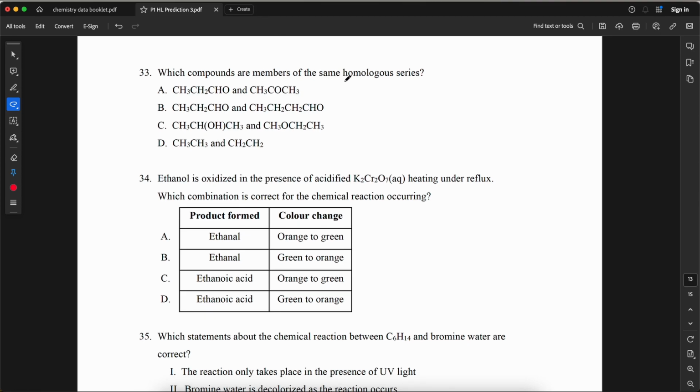Which compounds are members of the same homologous series? This one is an aldehyde, because CHO. This one has O in the middle, so CH3COCH3 is a ketone. This one is an aldehyde, this one an aldehyde. So maybe this is the answer, because it has the same group, aldehyde, aldehyde. This one is definitely an alcohol, because there is OH. And this one is an ether. This one I'm not really sure. Let's do CH3, C double bond O, CH3, yes, ketone. For D, this is an alkane and this is an alkene. So the answer is definitely B.